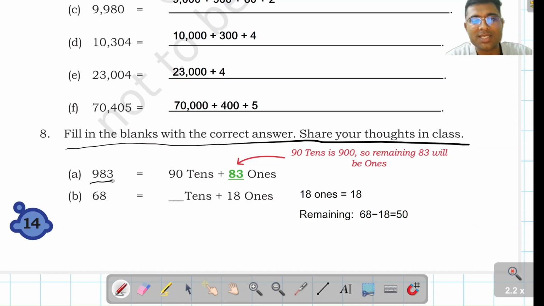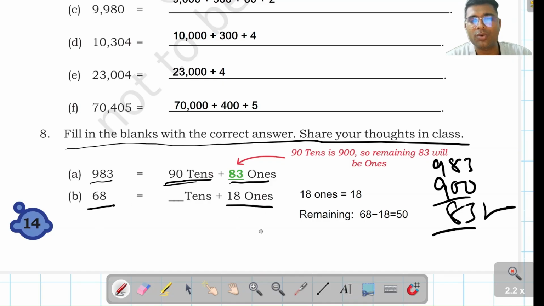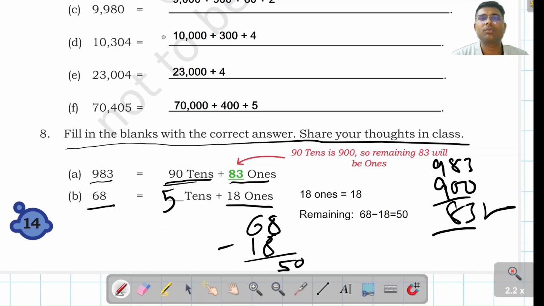So we have to break this number into tens, ones or hundreds. Okay, 983 is broken into 90 tens and 83 ones. 90 tens means, बच्चों, 900. The number was 983, so we are left with 83. So 83 will be ones. 68, 80 ones is already written, so we have the number 68 and we have used 18 ones from this, so we are left with 50. So 50 means 5 tens. Come to the next page.